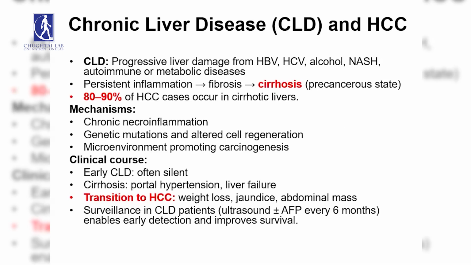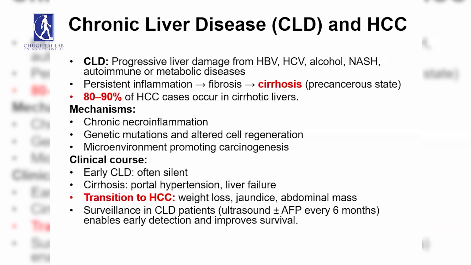Chronic liver disease is progressive liver damage from hepatitis B and C virus, alcoholic and non-alcoholic steatohepatitis. Persistent inflammation leads to fibrosis and ultimately to cirrhosis, which is a precancerous stage. 80 to 90% of hepatocellular carcinoma cases occur in cirrhotic liver disease. The mechanism includes chronic necroinflammation and genetic mutations that alter cell regeneration and the microenvironment, promoting carcinogenesis.